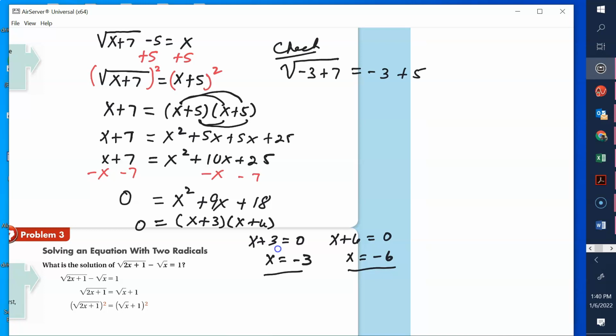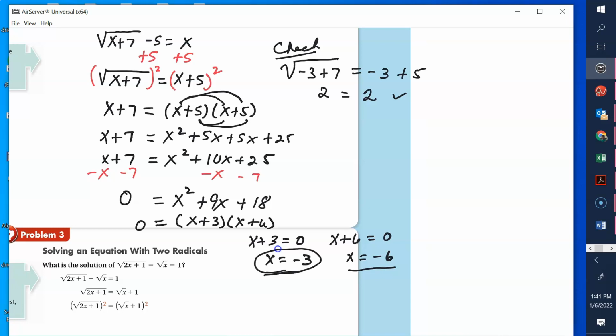What's negative 3 plus 7? 4. What's the square root of 4? 2. What's negative 3 plus 5? Does that check? So what is the answer? X equals what? Negative 3.